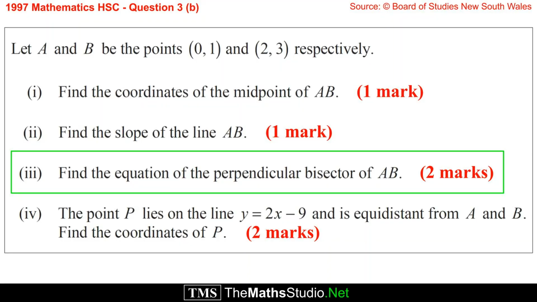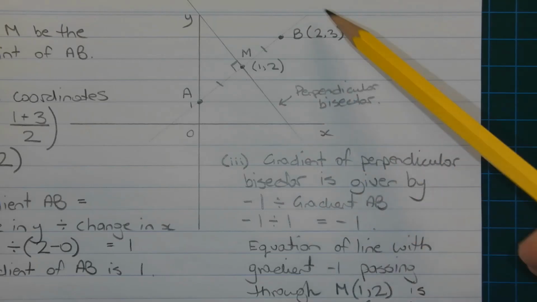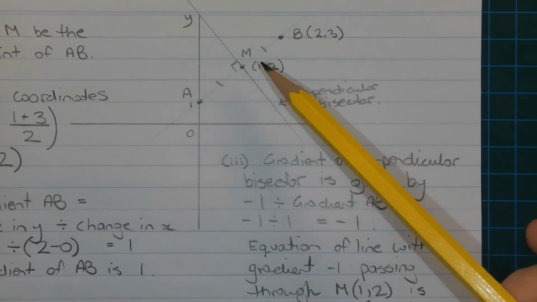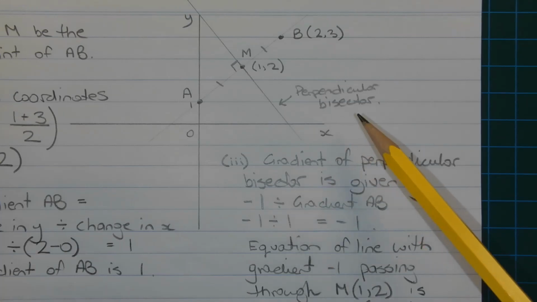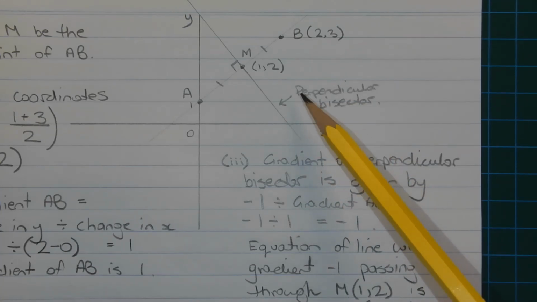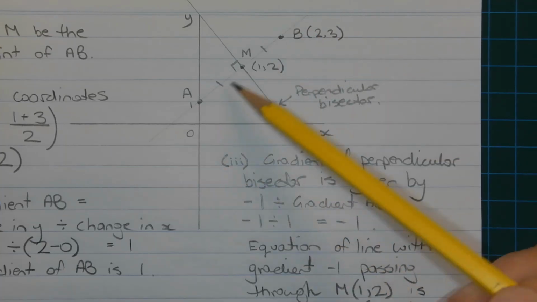Part 3. Find the equation of the perpendicular bisector of AB. I've indicated the perpendicular bisector on the diagram. It's a line that passes through the midpoint M of AB, and that's why it's called a bisector, and it's perpendicular because it's at an angle of 90 degrees to the line that passes through AB.